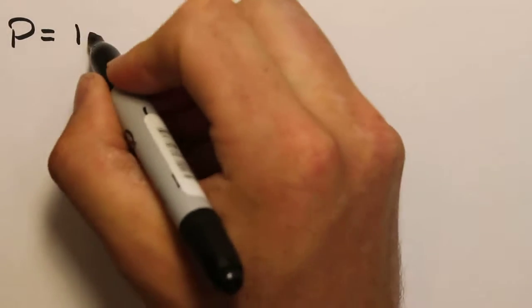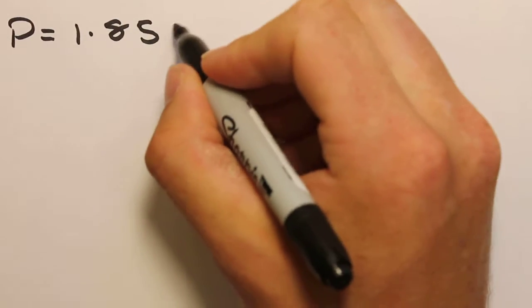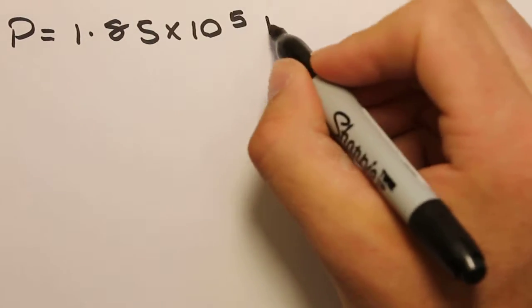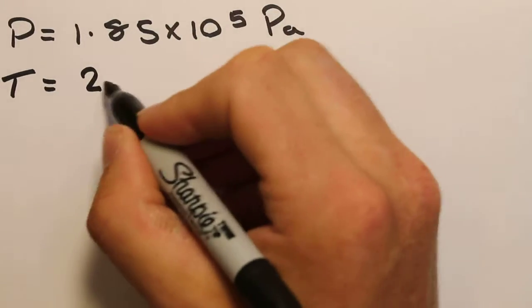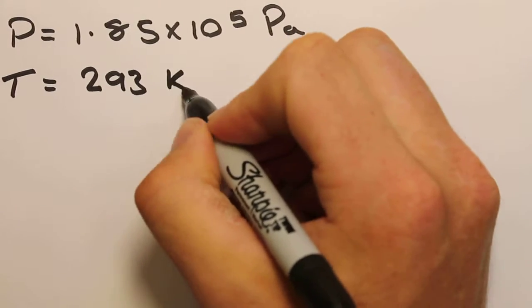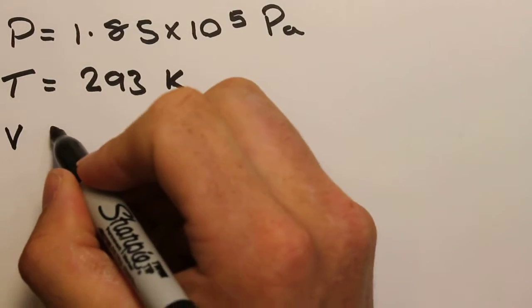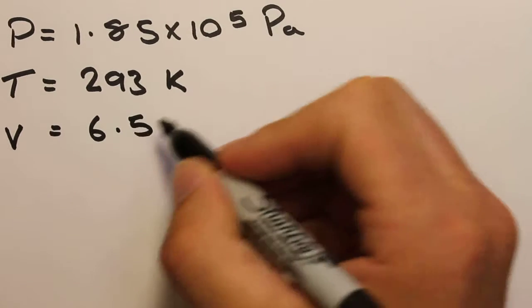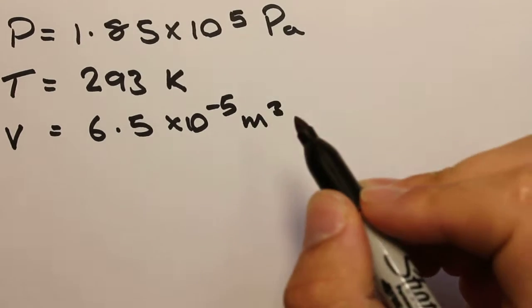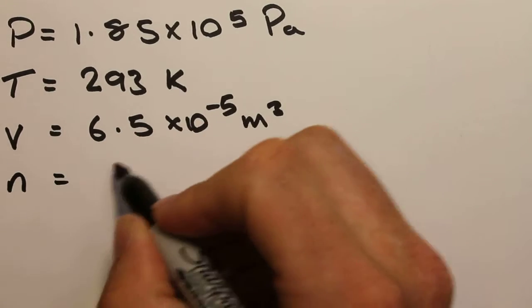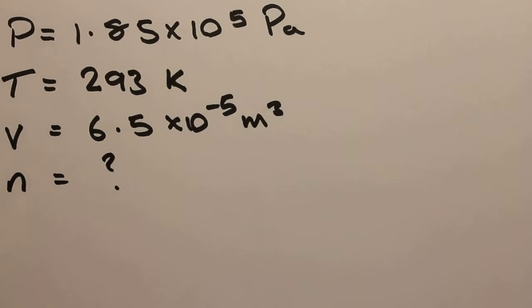Okay, so the first thing to do is to pick out our key information. We're told that the pressure is equal to 1.85 by 10 to the 5 pascals. Our temperature is equal to 293 Kelvin. The volume is equal to 6.5 by 10 to the minus 5 meters cubed. We're looking for the number of moles, and n is our symbol for the number of moles, and that's a question mark.